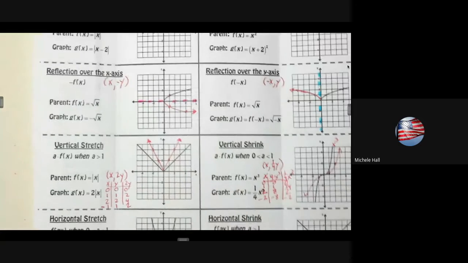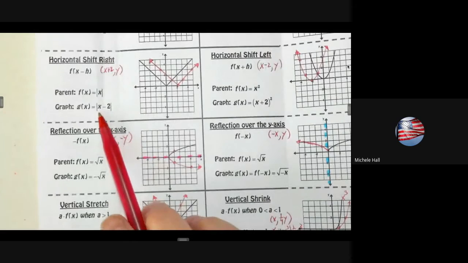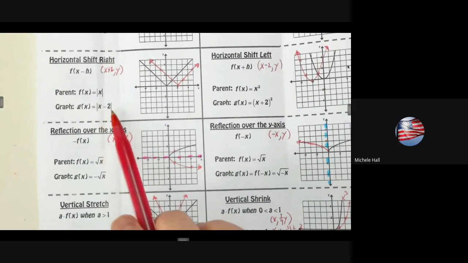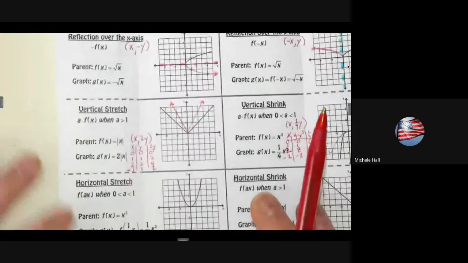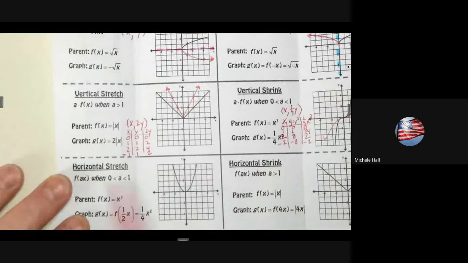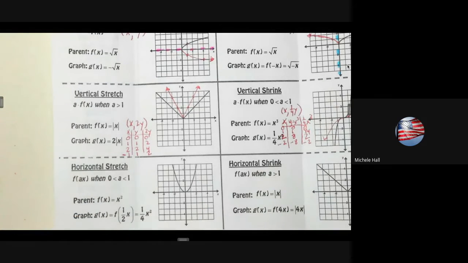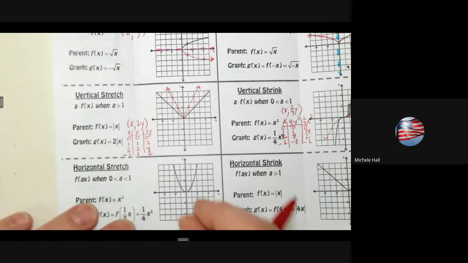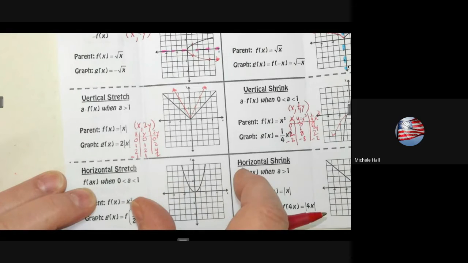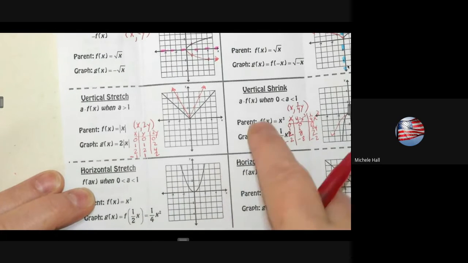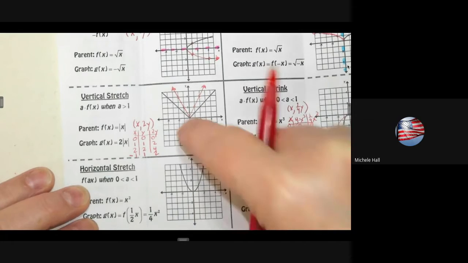Those are pretty straightforward. Unfortunately, as it is when you have the shift on the x-axis, you always have to think of the opposite for a shift left and right. That's going to be true for the stretch as well. We're talking about horizontal. We're talking about the x, which means you've kind of got to think about it the opposite. All right. So we're looking for a horizontal stretch, which is really the same thing as a vertical shrink. These are the same, as well as these two.